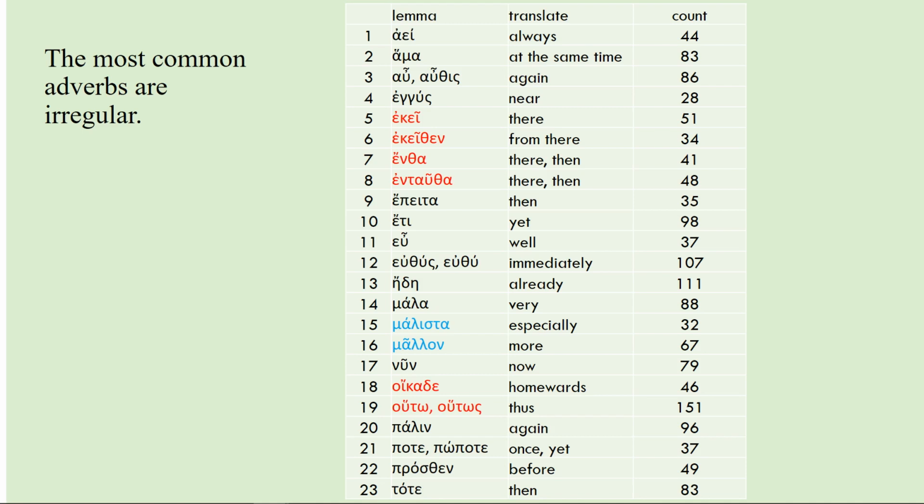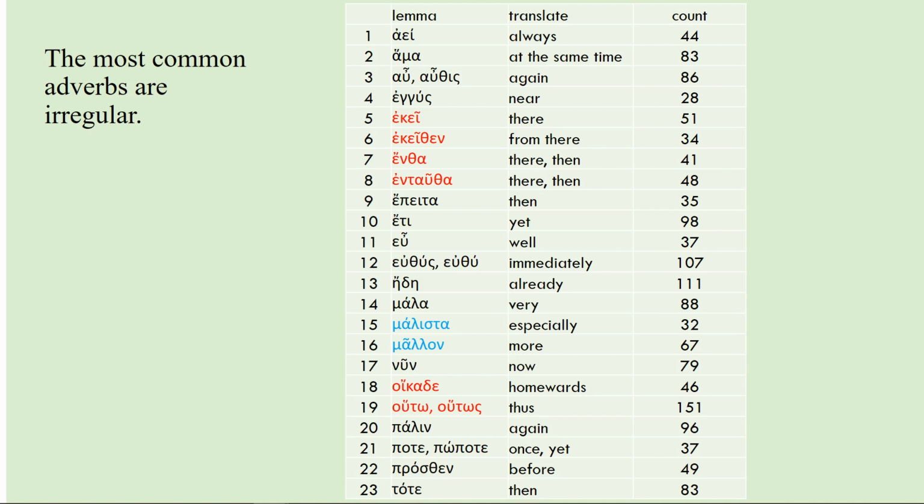Euthus or euthu means immediately. Ede is already. Mala, very. Nun, now. Palin, again, we get the word palindrome from this, which you read it back and then you come back again, you go forward. Pote or popote, once or yet. And pote is enclitic. Pros then, before, and tote then. So pote is once or yet, tote is then.